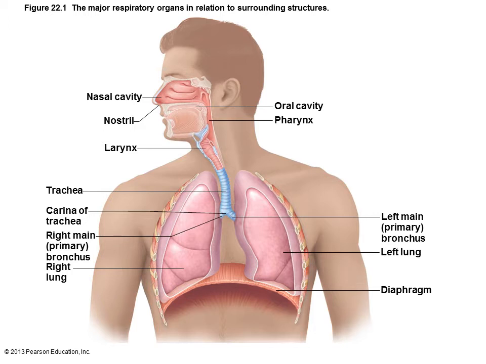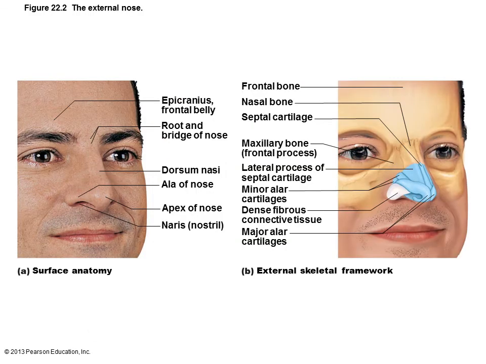Major organs are the nose, nasal cavity, and paranasal sinuses, pharynx, larynx, trachea, bronchi and their branches, and lungs and alveoli. Functions of the nose are to provide an airway for respiration, moisten and warm entering air, filter and clean inspired air, serve as a resonating chamber for speech, and lastly house olfactory receptors.